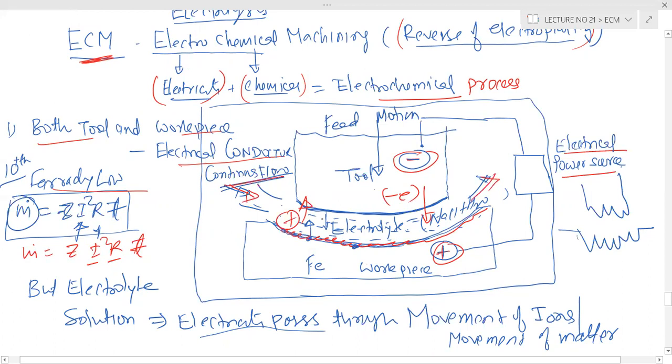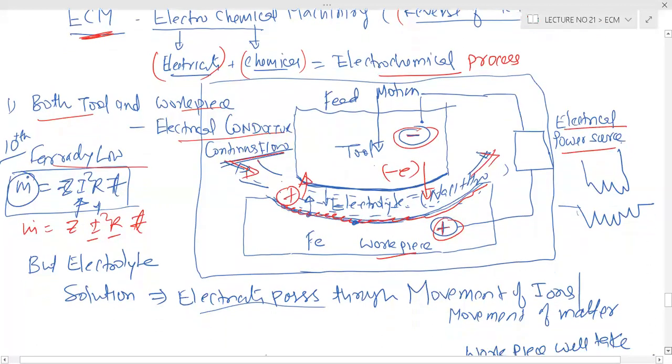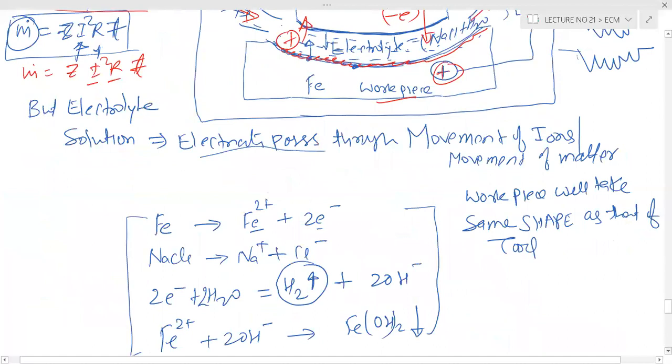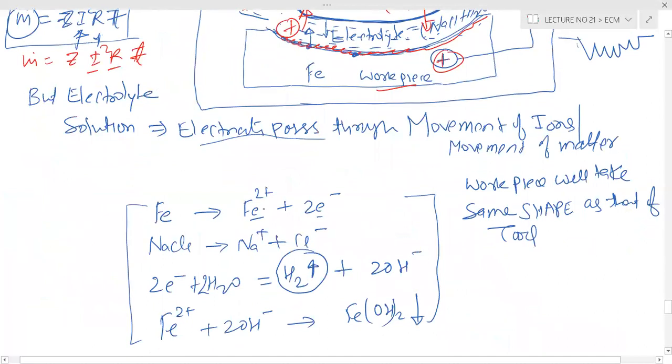No, so there is a continuous supply. The workpiece is fully immersed in an electrolyte, right? Now, we discussed the reaction taking place. Iron loses an electron, NaCl breaks, and that electron takes this water. Hydrogen is formed. That is very important.